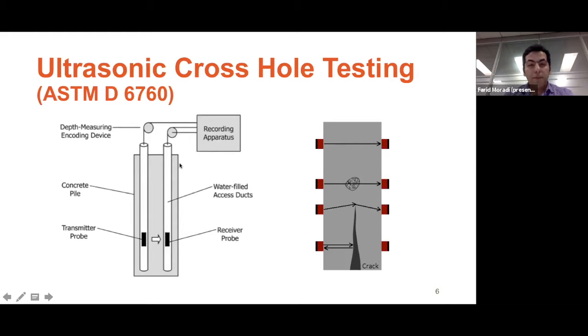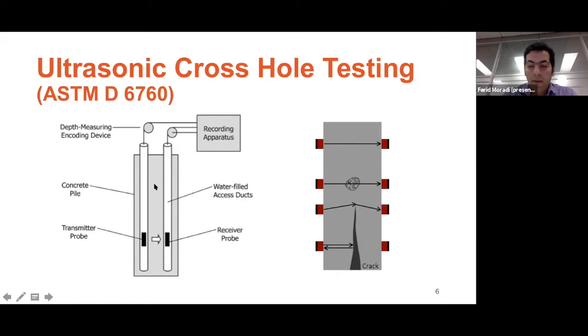In our piles, we create prefabricated holes, two or three depending on the diameter of the piles, and we fill the holes with water. We send a transmitter and receiver inside the holes, and one of these transducers generates the acoustic waves while the other receives them, directly, step by step, along the pile axis.